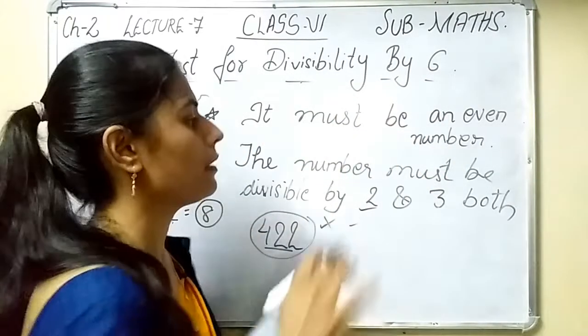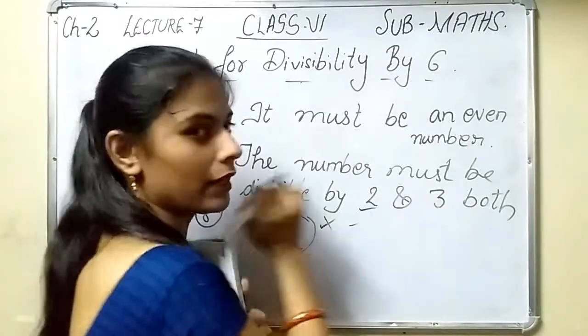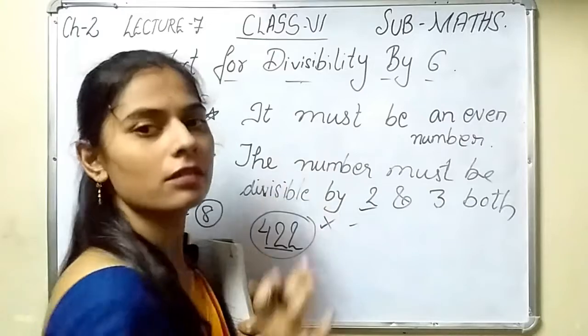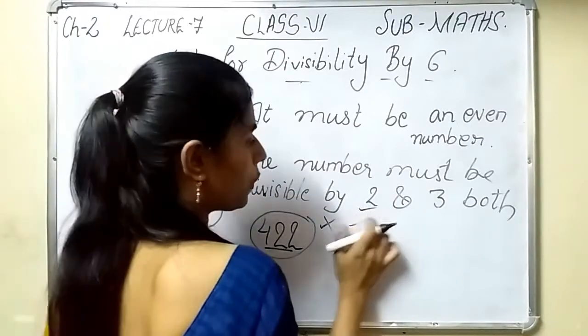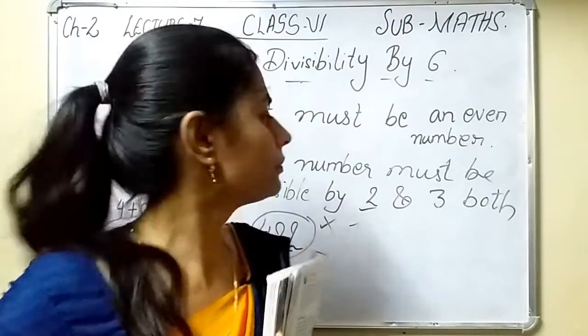It must be divisible by both 2 and 3. If it is divisible by 2 and not by 3, it means it is not divisible by 6. If it is divisible by 2 and 3 both, then it is divisible by 6 also.